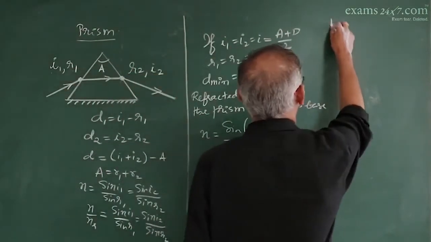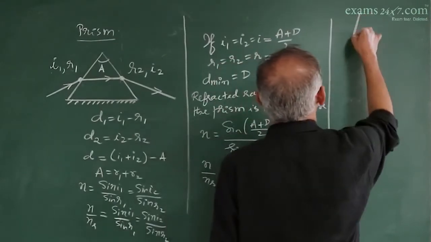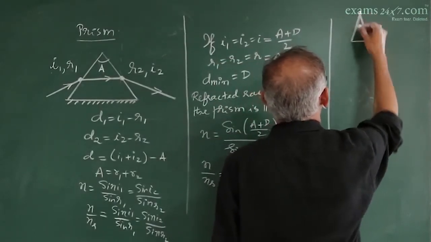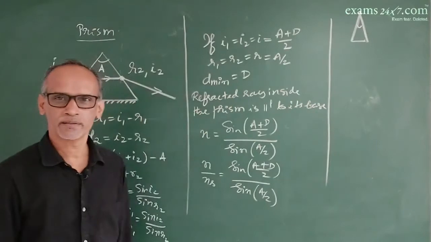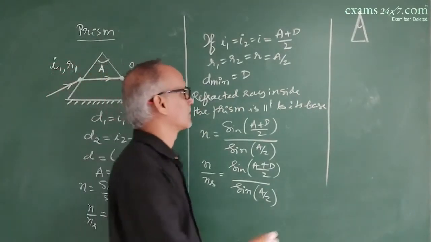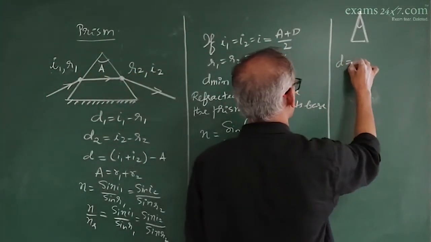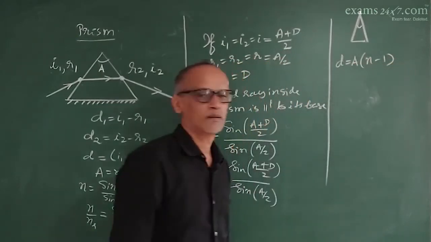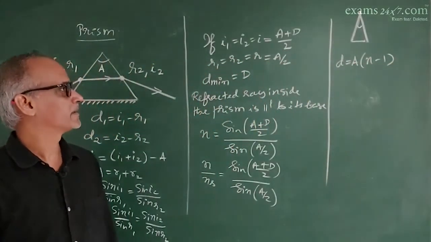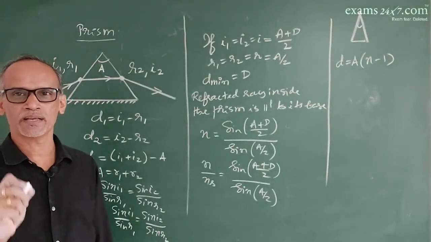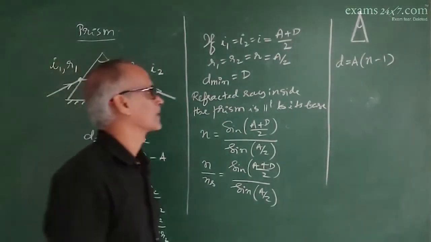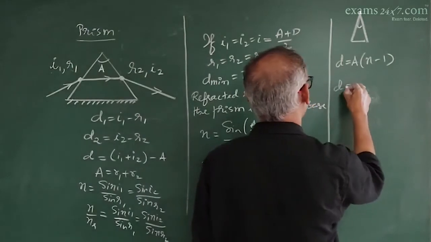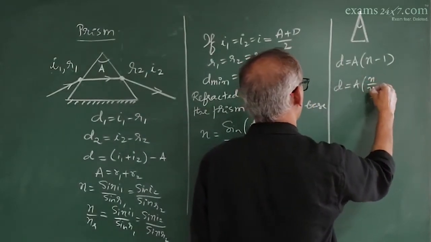Now if the angle of the prism is very small, of the order of about 10 degrees, then we call it as a thin prism. So angle of deviation of the thin prism is given by D is equal to A into n minus 1. And the equation clearly indicates that the deviation is independent of the angle of incidence. If it is surrounded by a medium, then D is equal to A into n by ns minus 1.